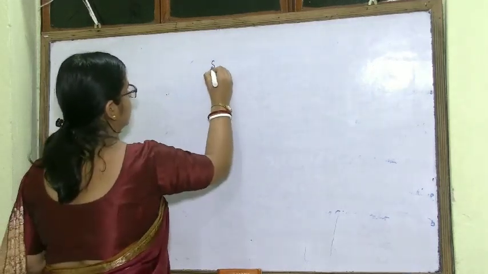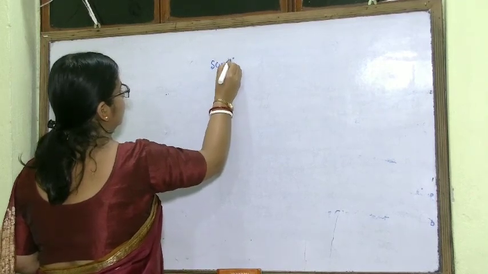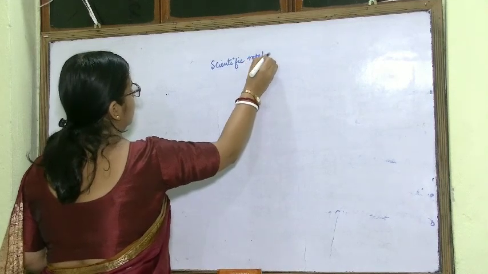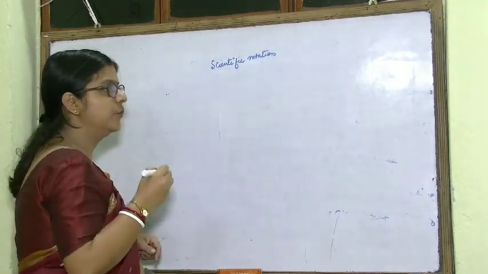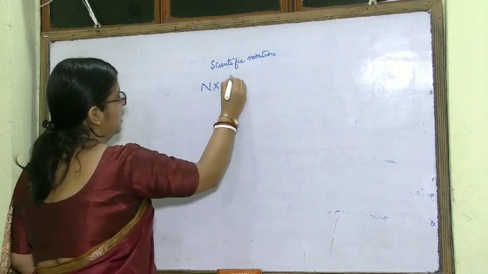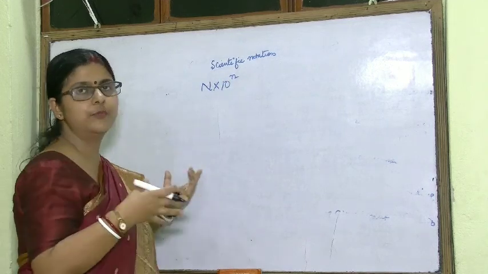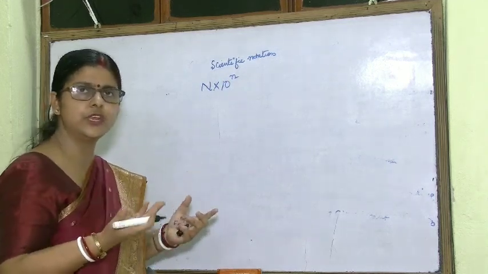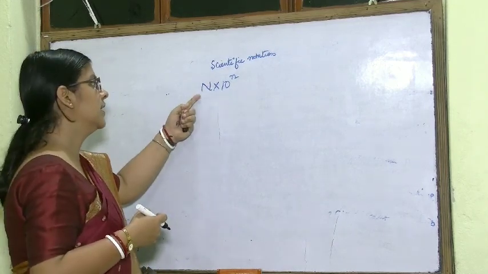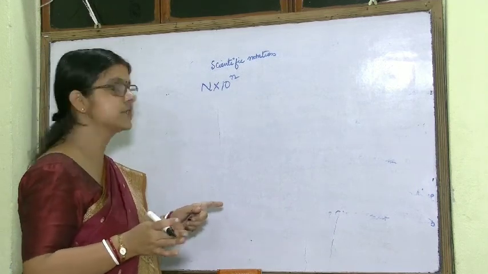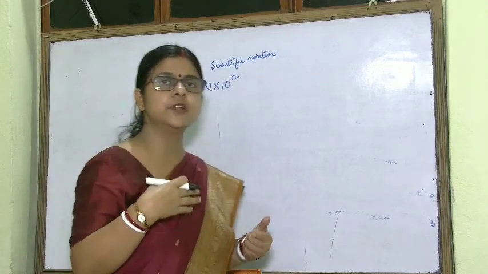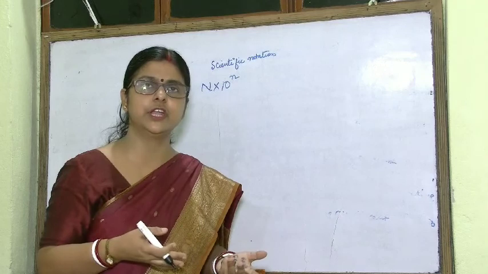Scientific notation. For scientific notation, we represent any number as N into 10 to the power n. N is a non-zero number, and n is the exponent of 10, which may be positive, negative or 0.